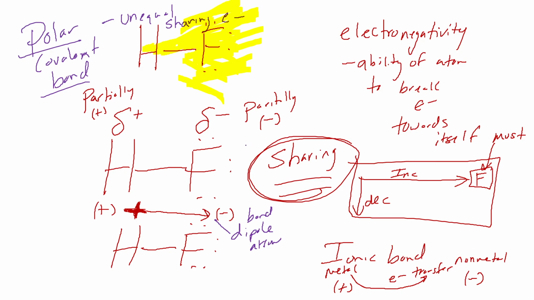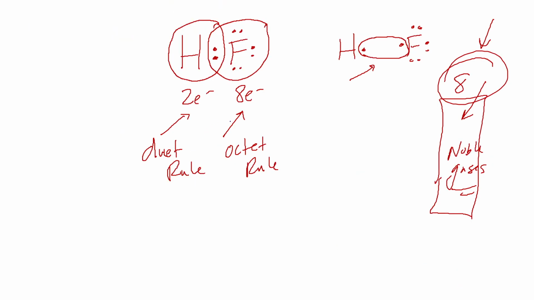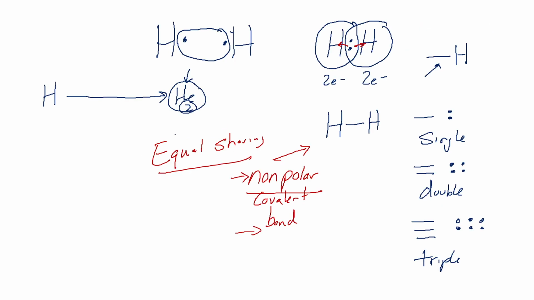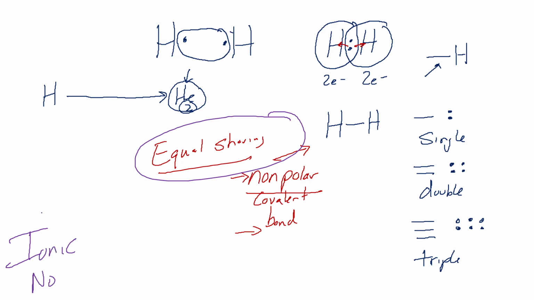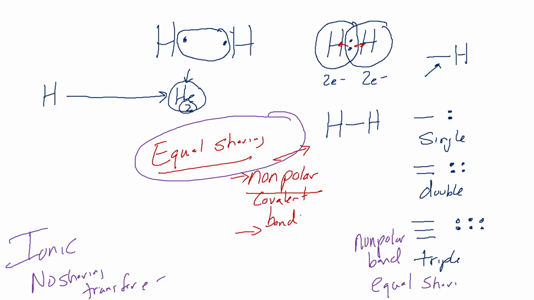So if you think about the three types of bonding, we have ionic bonding, transfer of electrons; polar bonding, unequal sharing of electrons; and nonpolar bonding, equal sharing of electrons. So on one end of the stream, we have ionic bonding, which is no sharing, a transfer of electrons. Other end, we have a nonpolar bond, which is covalent and equal sharing of electrons.